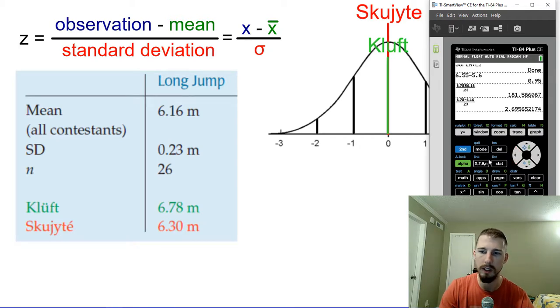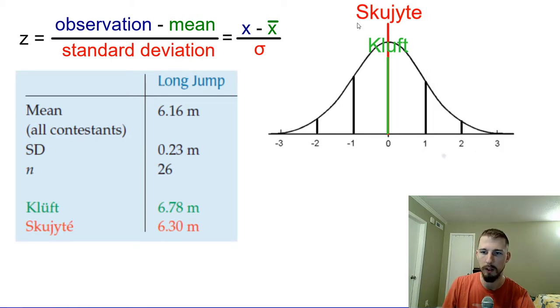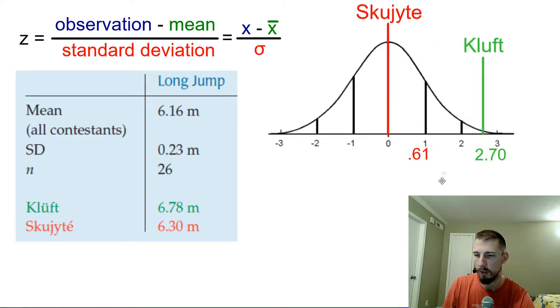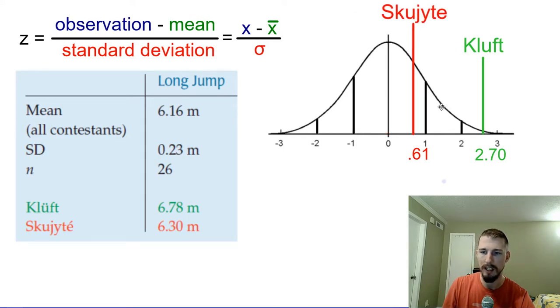So we have a z-score for Kluft of basically 2.7, which means she was 2.7 standard deviations above the mean. Okay, so 1, 2, 2.7. There you go. All right, and then if we did the same thing for Sculietti, or however you pronounce her name, she was about 0.61, which would be about right there. So this tells us how impressive.